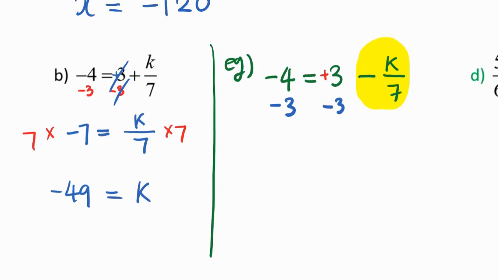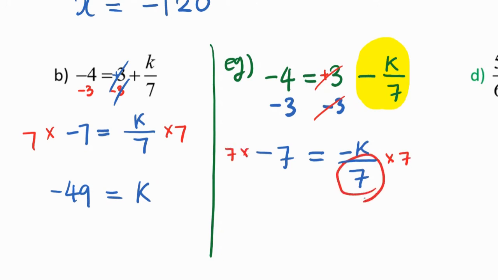Then this will be gone. Then we have negative 7. Negative 4 minus 3 is negative 7 equals negative k over 7. Okay? Then, to find k, we're going to multiply by 7 because I want to get rid of this division. Then that is negative 49. Then negative k will be negative 49. Then k will be positive 49.